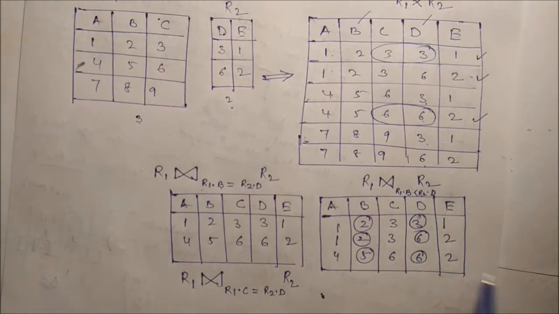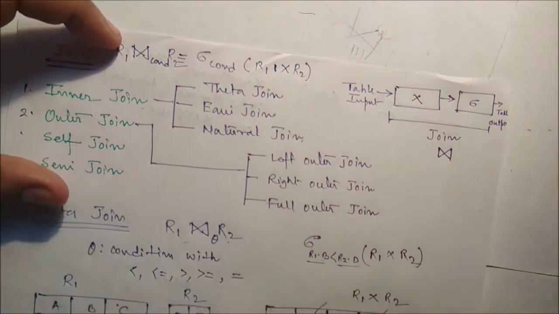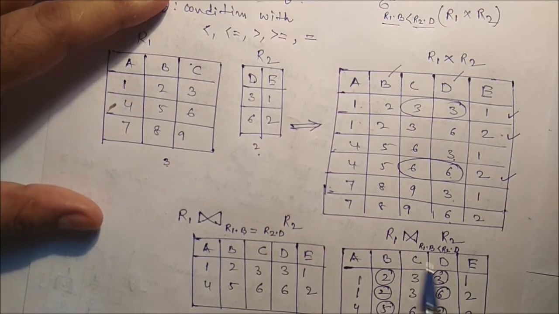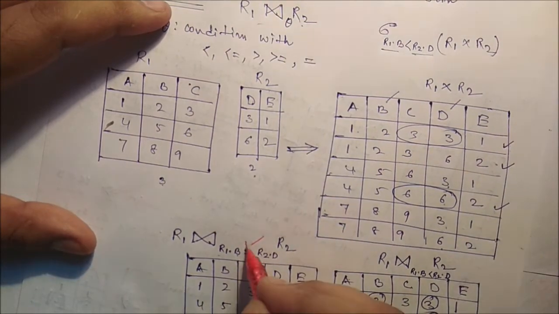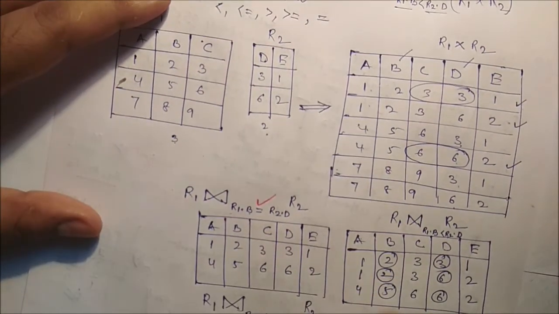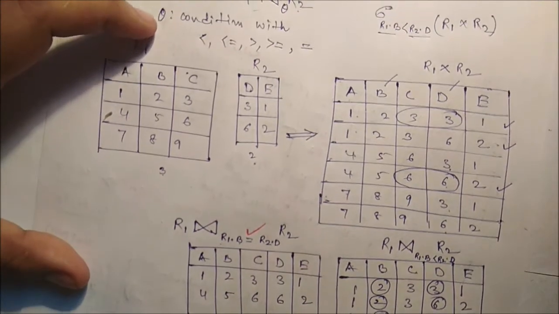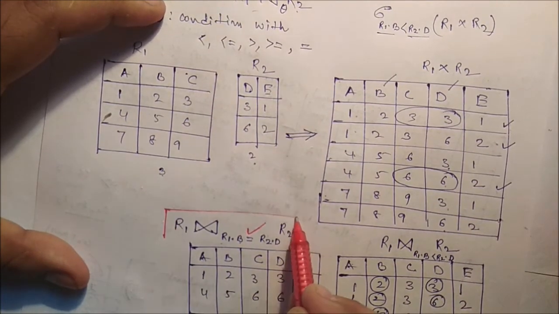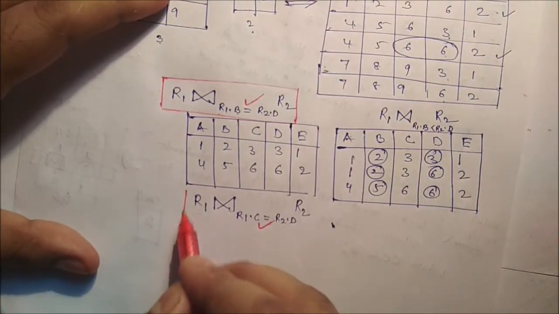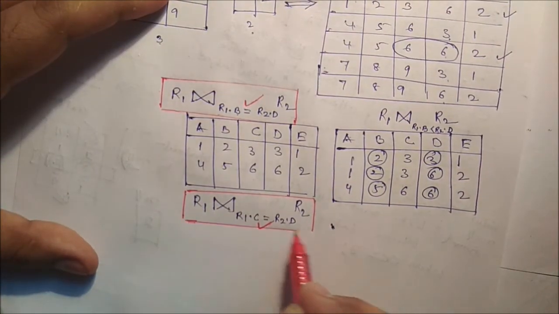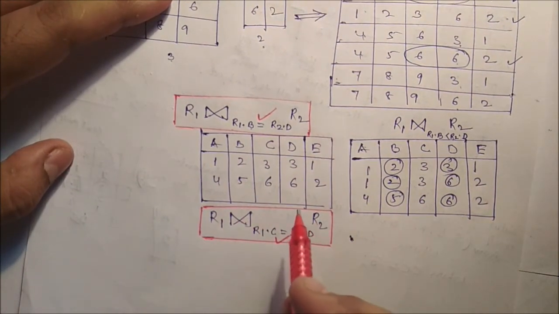Okay, so theta join is okay. Next you go for the equijoin. When theta join uses only the equality comparison operator, it is said to be an equijoin. Here we can see the equality comparison, this one and this one. So this is an example of equijoin, because here theta is the equal to operation. If an equijoin is there, it is also a theta join, but the reverse is not true.